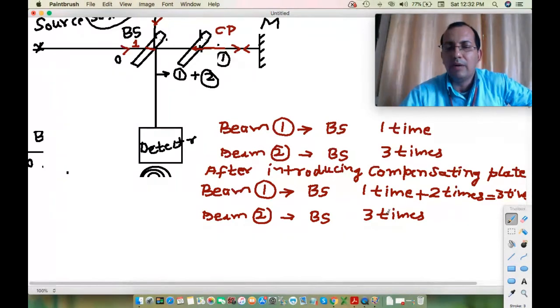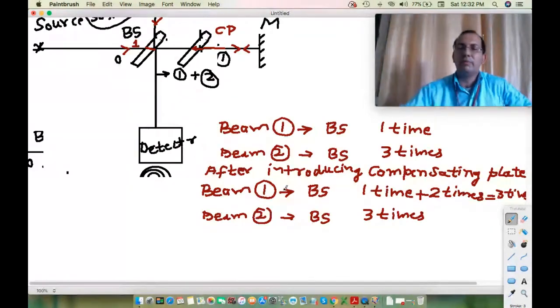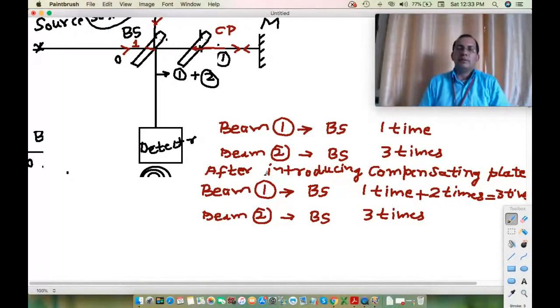So now beam number one and beam number two have crossed the beam splitter three times. They have crossed the beam splitter three times. Is it clear for everybody?